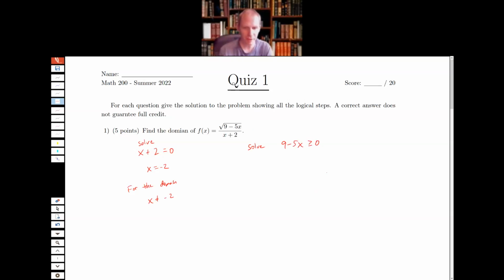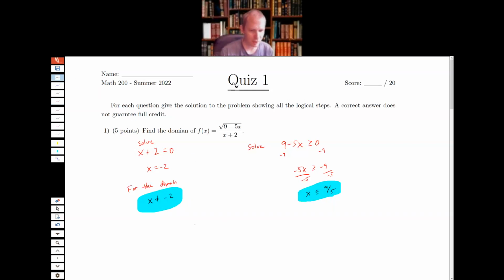So we want to solve 9 minus 5x greater than or equal to 0. If I subtract 9, I'll get negative 5x greater than or equal to negative 9. And then when I divide both sides by negative 5, the inequality changes directions, and I get that x is less than or equal to 9/5. So for my domain, I have two things. x cannot be negative 2, and x has to be less than or equal to 9/5.